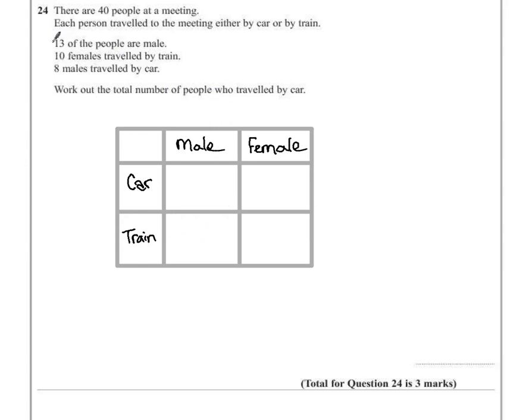Now we know that 13 of the people are male, so whatever number we've got, it's got to add up to 13 in this column. We're also told that there are 10 females who travel by train. So train females are 10, and 8 males travelled by car. Work out the total number of people who travelled by car. So what we're looking for here is the total value of this row.